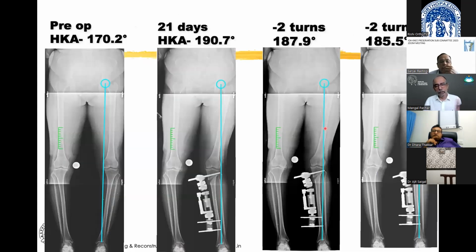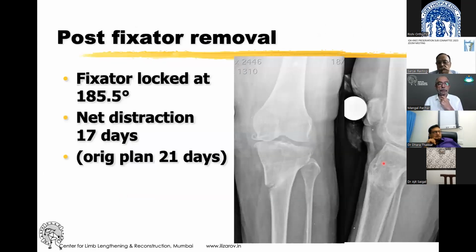So that's just a composite of those same X-rays which you saw. When she started, that was her HKA. When she distracted as per the plan, she was grossly overcorrected. We reduced it, and again, we reduced it so that we got our HKA to the appropriate angle.